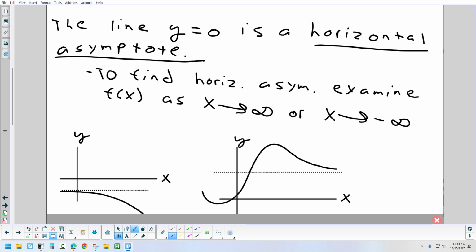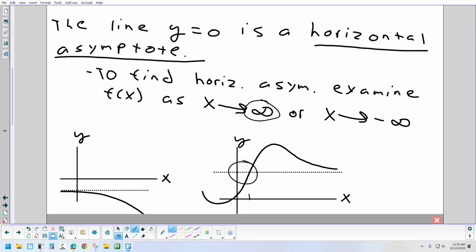So to figure out what your horizontal asymptote is, don't look at what's happening here. Who cares if it crosses the asymptote when x is like 5? We're looking at what happens when x is like 200 million. Okay, look at what happens when x is way on the right. Are you getting closer to something but never reaching it? If so, you have an asymptote.